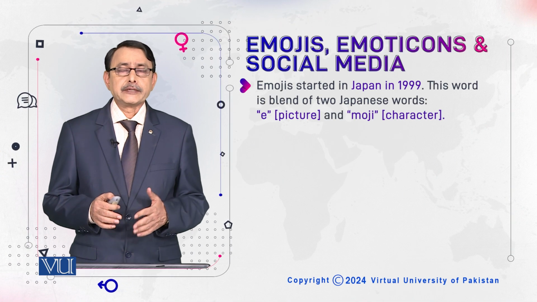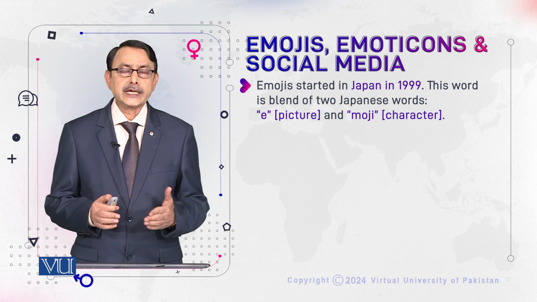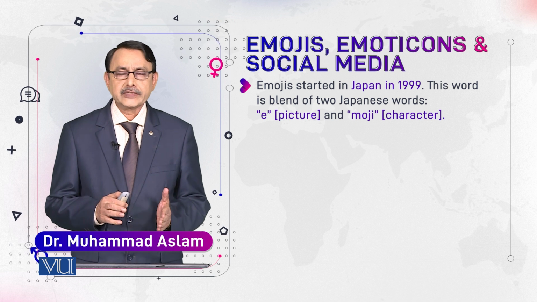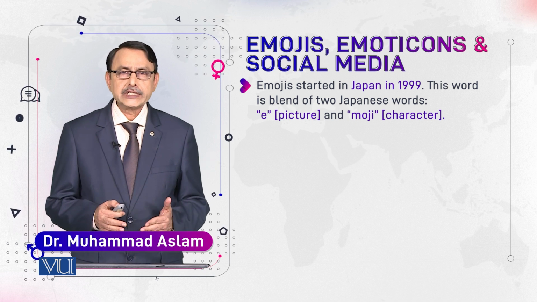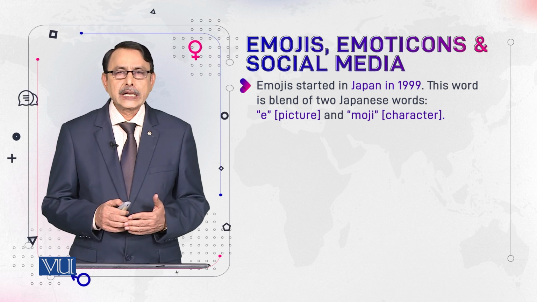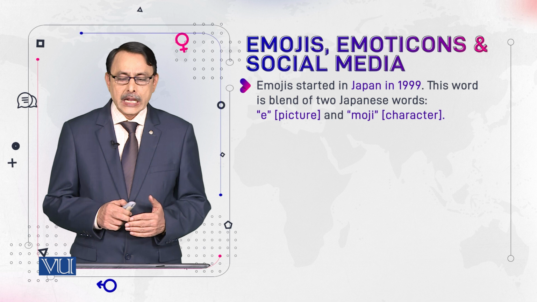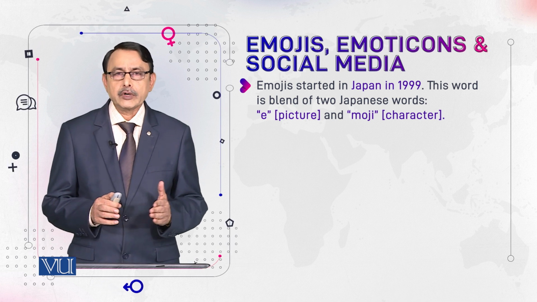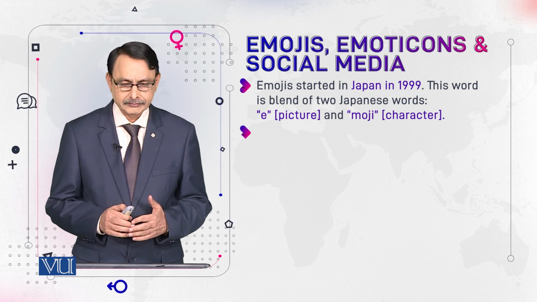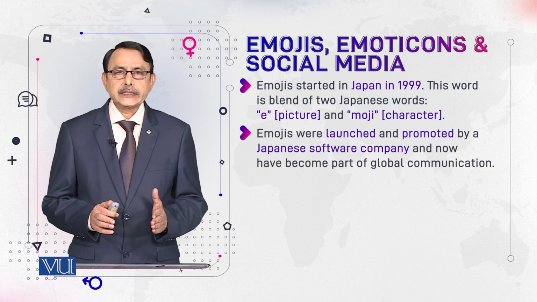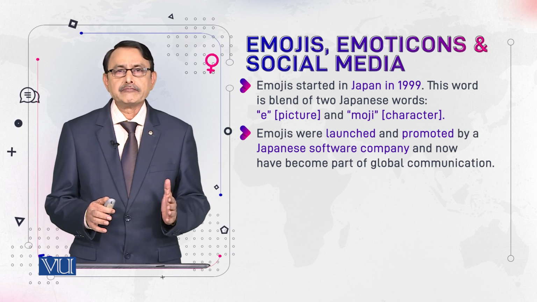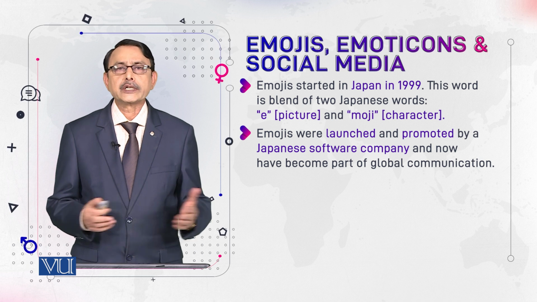Emojis started in Japan in 1999. It is a combination of two Japanese words, E that means picture and moji that means character, as we have characters on the keyboard. So, picture character. But emojis now are used as full words, not a single character. Emojis were launched by a software company in Japan, and now they have become part of social media communication across the globe.